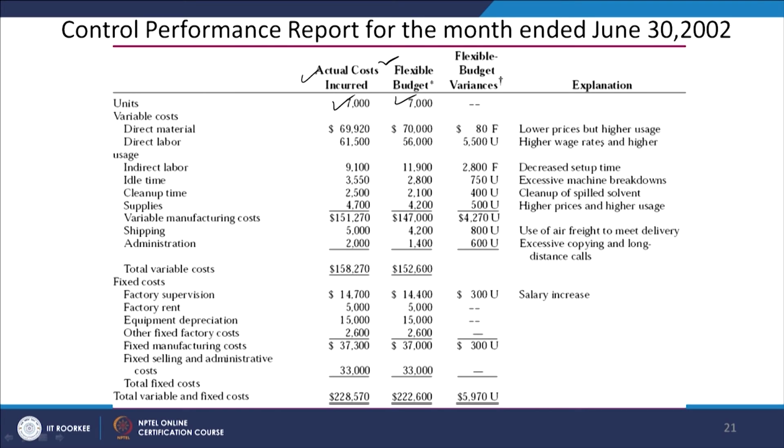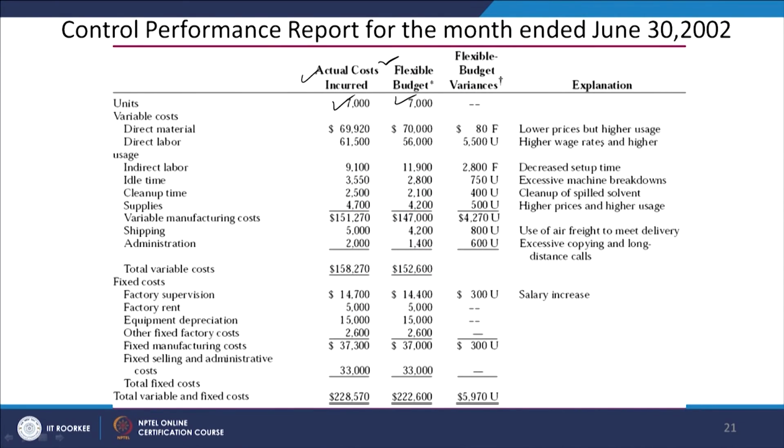the idle time, excessive machine breakdown, why machines have broken down so frequently, we have to look for that, whether the machine needs replacement, whether the machine needs a repair or any upkeep, there is a problem in the upkeep, lubrication or servicing of the machine, all these reasons have to be found out. And then the next thing is the cleanup time, cleanup of spilled solvents. So the variance is also unfavorable, we have to look for this.